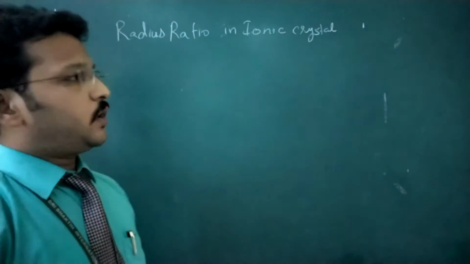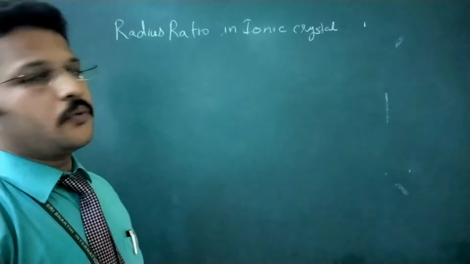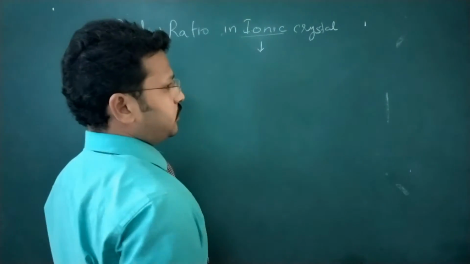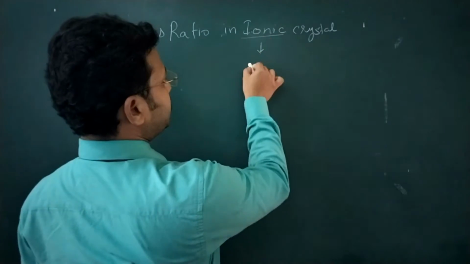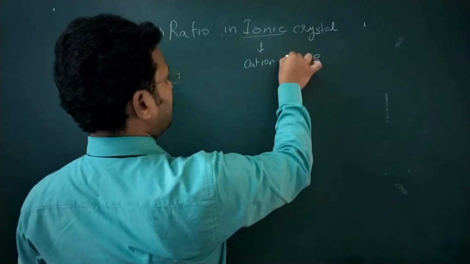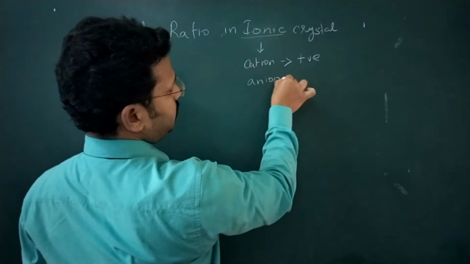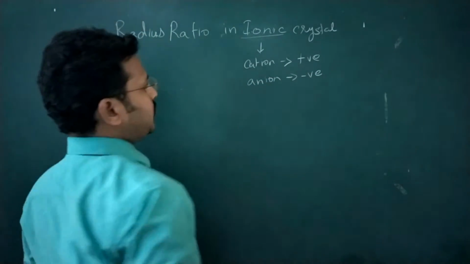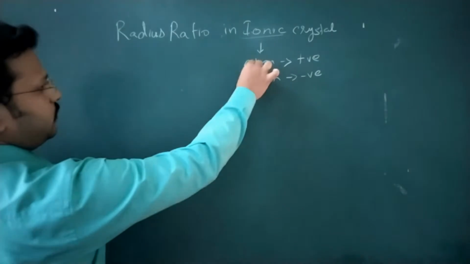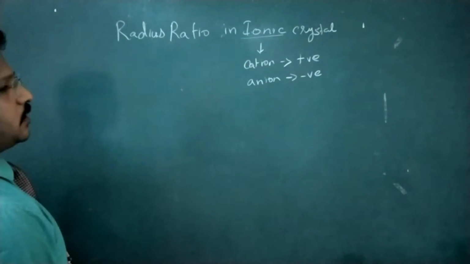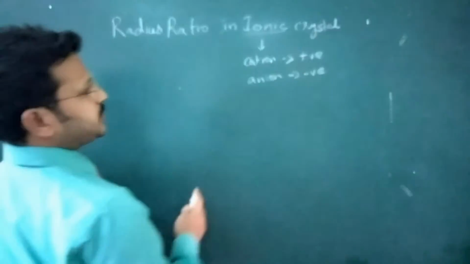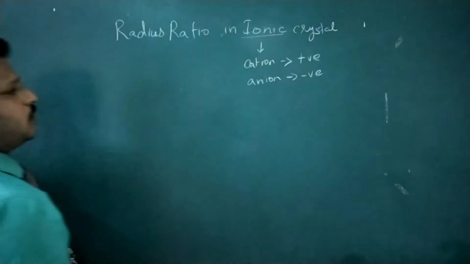In this video, we are going to determine the radius ratio of ionic crystals. So, considering the electrovalent ionic crystal, we can segregate this into a cation, which is a positively charged ion, and an anion, which is a negatively charged ion. Usually, cations are smaller than the parent atom, as we have gone through this idea in the periodic classifications.